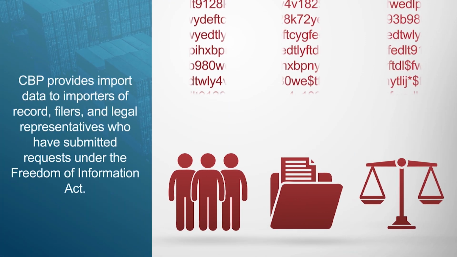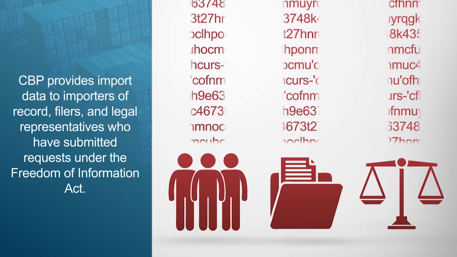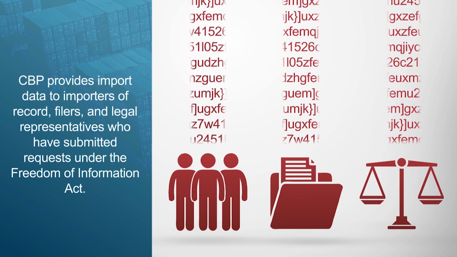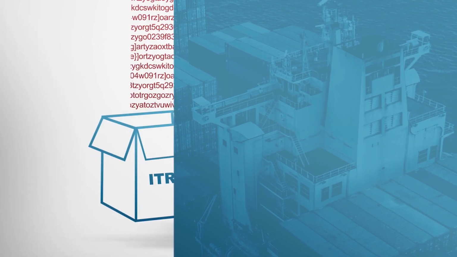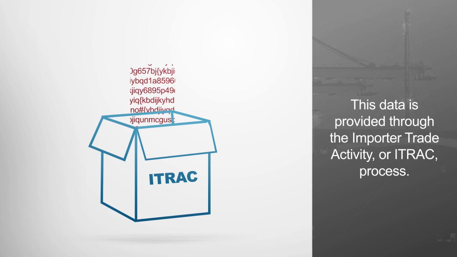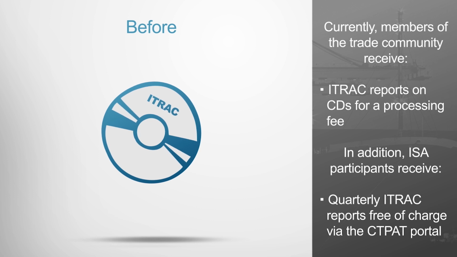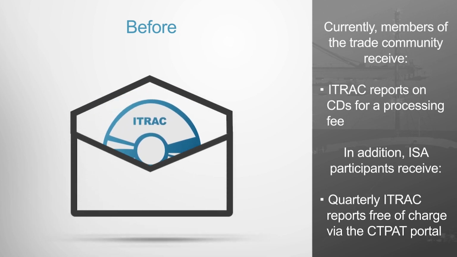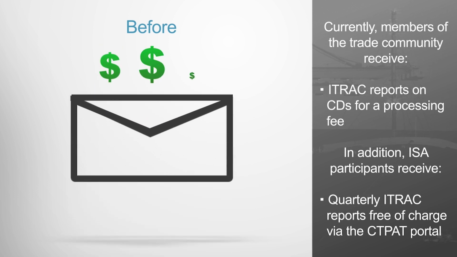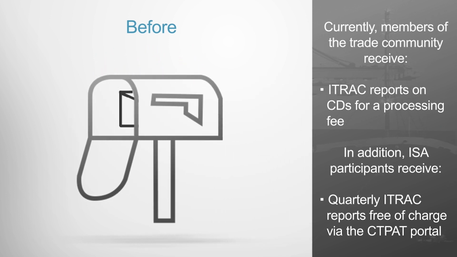CBP provides import data to importers of record, filers, and legal representatives who have submitted requests under the Freedom of Information Act. This data is provided through the Importer Trade Activity or ITRAC process. Currently, members of the trade community receive ITRAC reports on CDs for a processing fee. In addition, ISA participants receive quarterly ITRAC reports free of charge via the CTPAP portal.